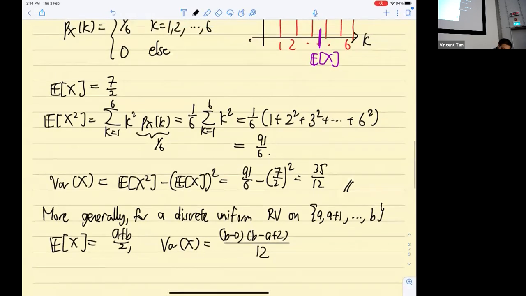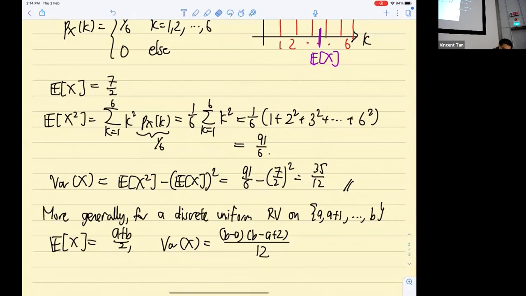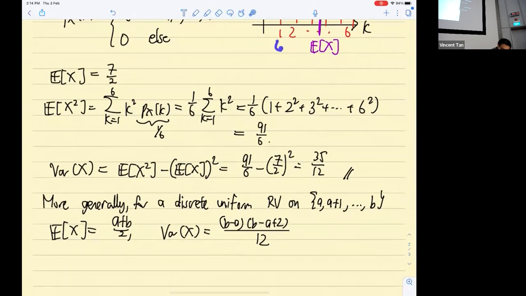So let's see whether these numbers are correct. For the case where A is 1 and B is 6, if you plug this in, you get 5 here and 7 here. So 5 times 7, I think, is 35/12. So this formula is correct, okay? But this is something for you to check.